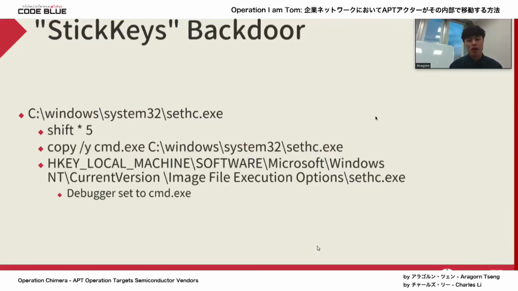It can be triggered by pressing the Shift key 5 times. In Operation I, we found the sticky backdoor on almost every Windows host. Because the backdoor is not real malware, the antivirus software may not be alerted by this attack.